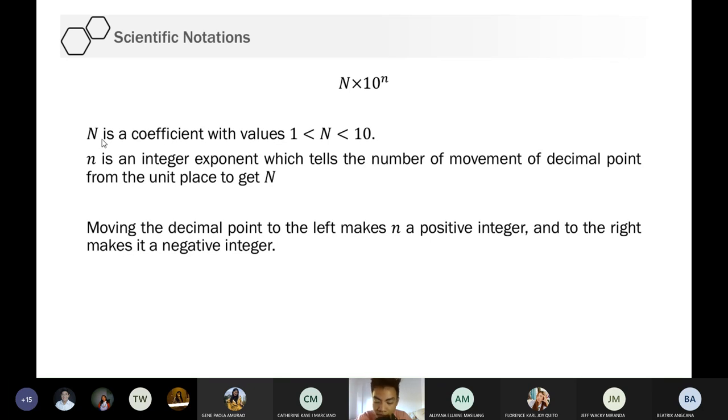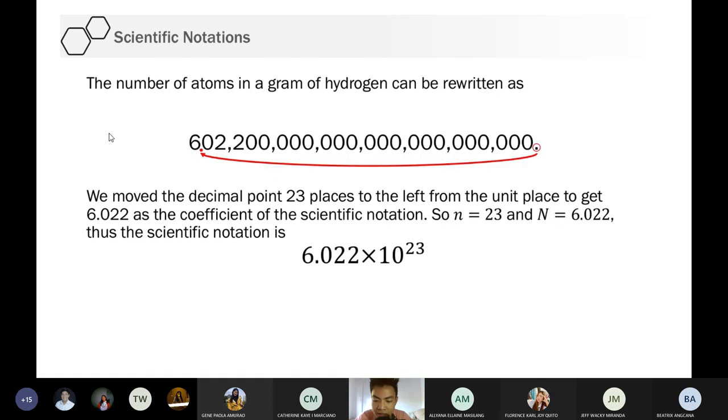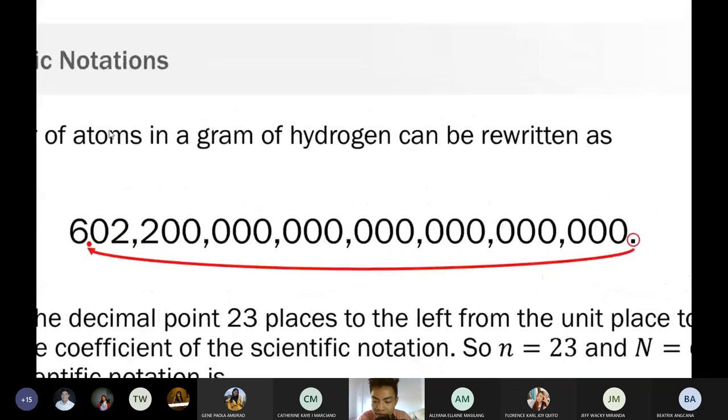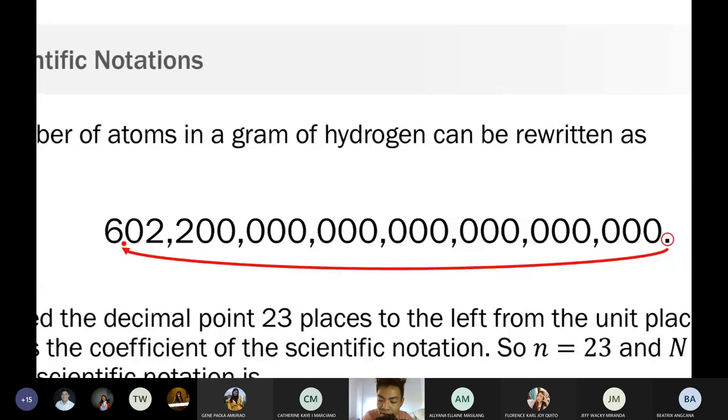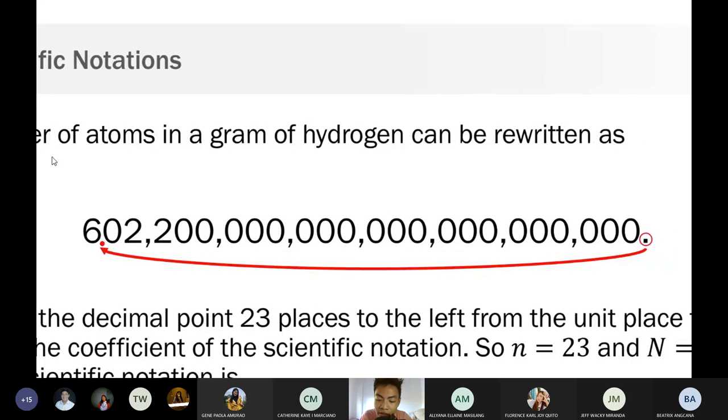So either you move to the left or to the right, there is a corresponding sign for the small letter n, okay? If you move your decimal point to the left, then your small letter n value will be positive. However, if you move your decimal point to the right side of the number, then your small letter n value will be negative, okay? So that means we can rewrite this number here into a scientific notation, okay?